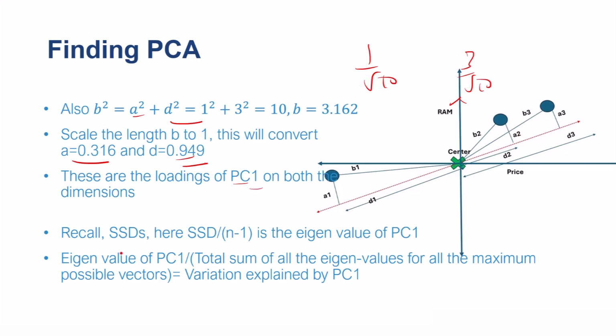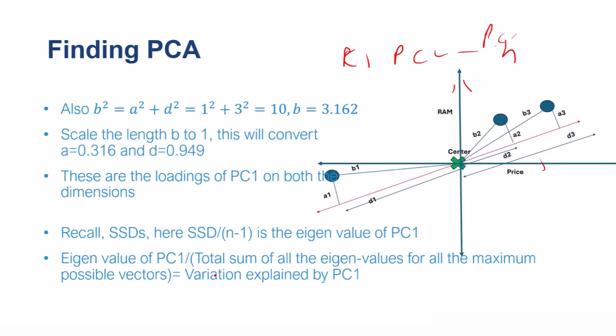Also recall, earlier we computed the sum of square distances, d1 square plus d2 square and so on up till di square. If I divide it by n minus 1, this becomes the eigenvalue of PC1. This eigenvalue has a very important role to play in the understanding of principal components. Let's suppose in my data there are 10 such dimensions. In this case, there are 2 dimensions only, but let's suppose there were n such dimensions. The summation of eigenvalues for PC1, PC2, and so on up till PCN, if I sum up all of them, that means the total sum of eigenvalues of all the maximum possible vectors.